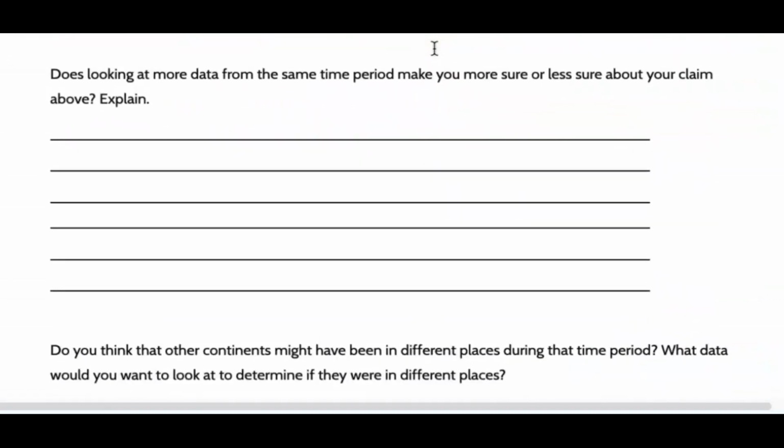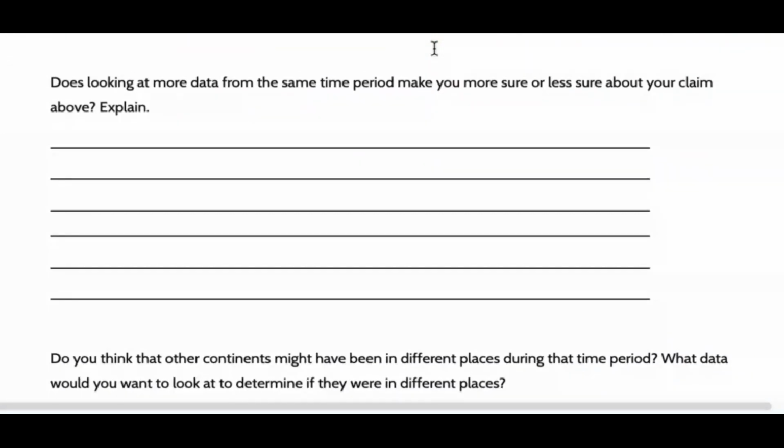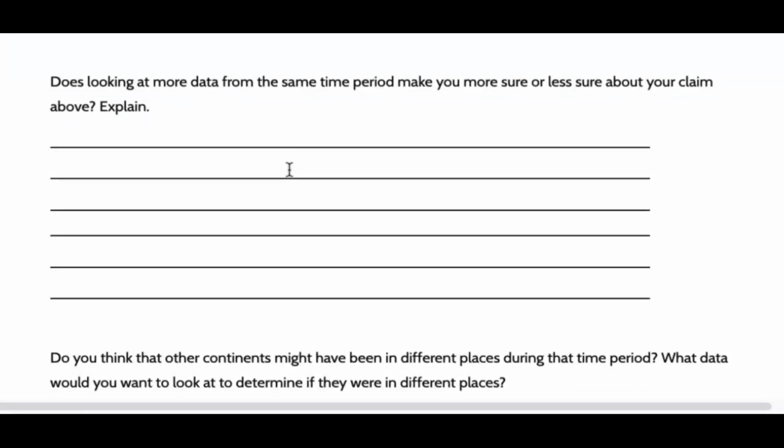Finally, last 2 questions. When you were doing this, did you find that the more maps we looked at, you became more certain of your answer or less certain? Was getting more information making it easier to decide, or was getting more information making it harder to decide? So just tell me which one, more sure or less sure, and then explain why you said that.